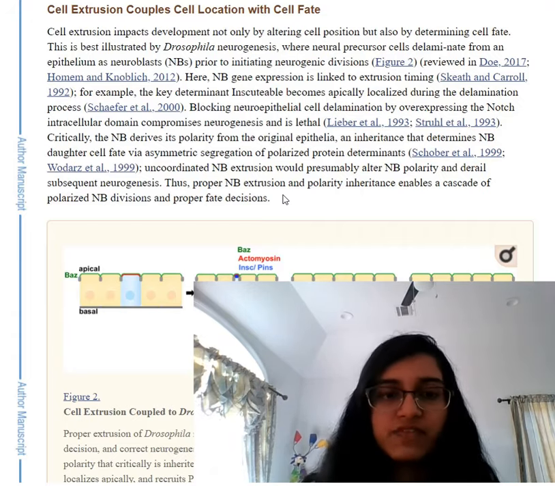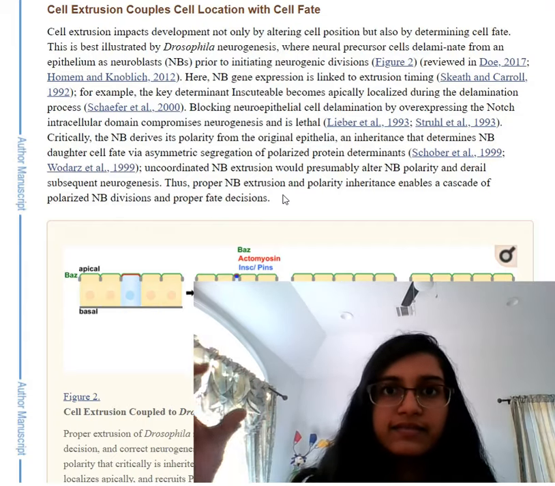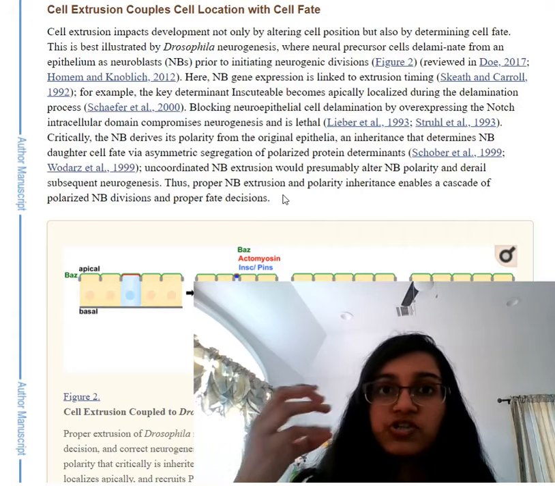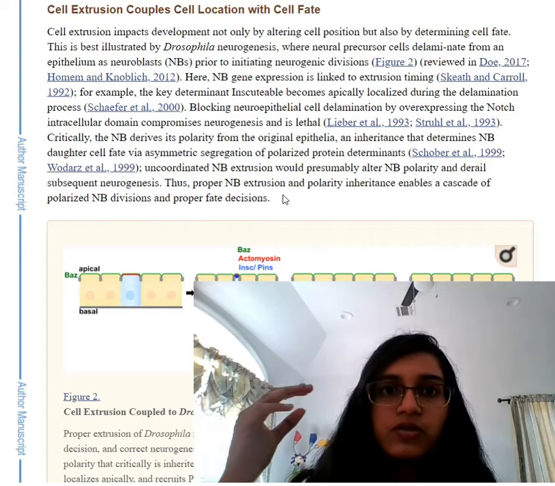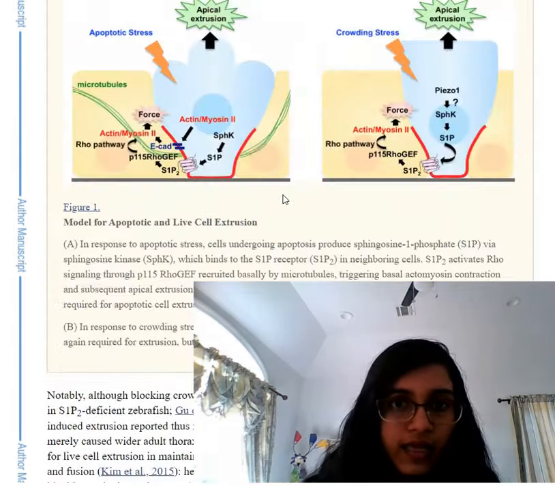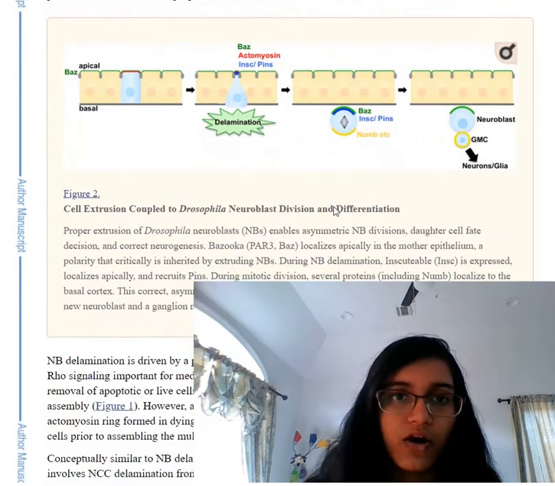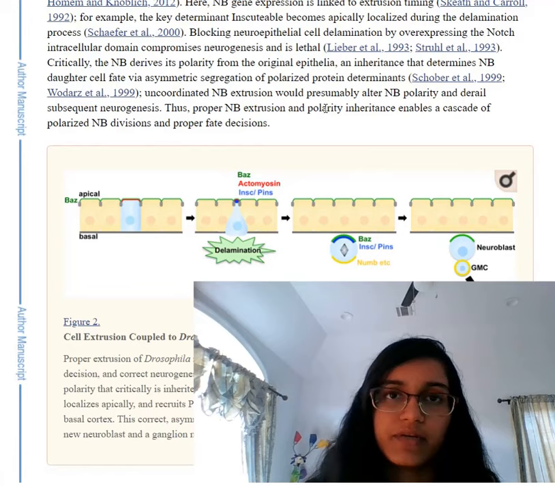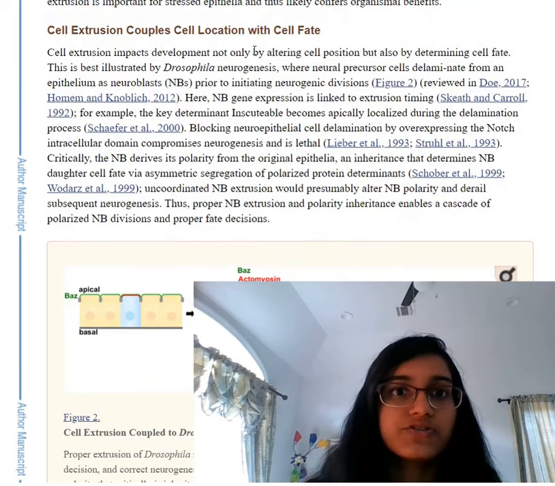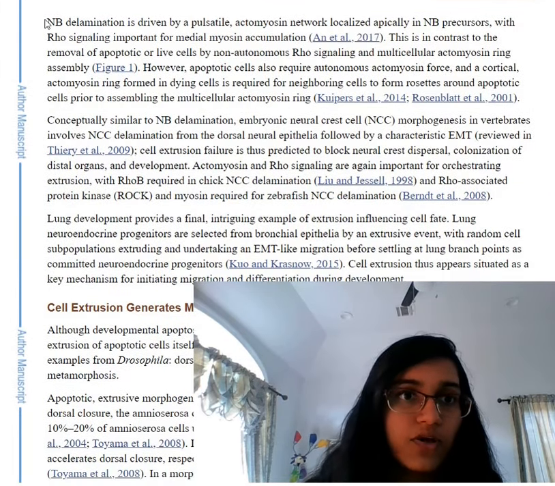But the main point of this paragraph is essentially that cell extrusion and cell fate are linked by the expression of actomyosin. As we saw before, actin and myosin help to trigger, as we saw in this diagram, apical extrusion. So they are extremely important in that process and also play a role here in delamination. So thus, cell extrusion and cell location are coupled with cell fate. We also have a few more examples of that in these paragraphs.